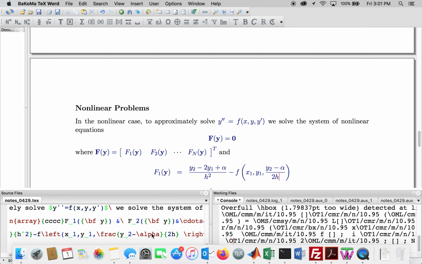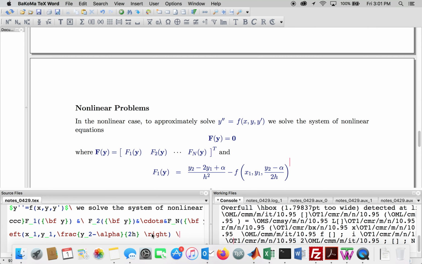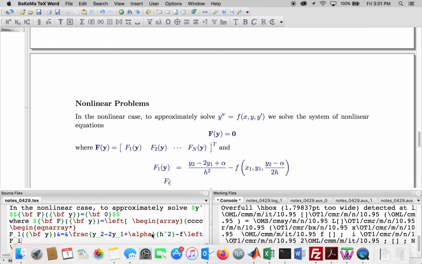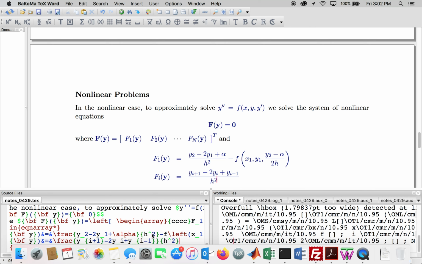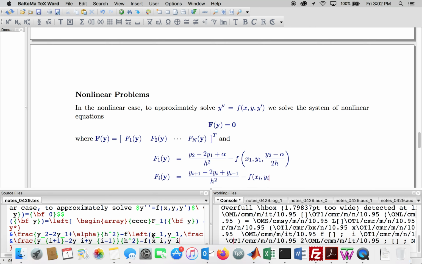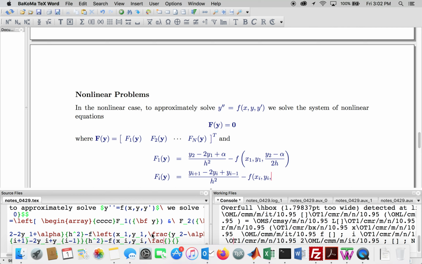Okay. So that's our first equation. Then for the equations 2 through n minus 1, so all of our equations except the last, we can specify in one shot. So yi plus 1 minus 2 yi plus yi minus 1 all over h squared. That's the center difference for second derivative, minus f xi yi, and then the center difference for the first derivative.